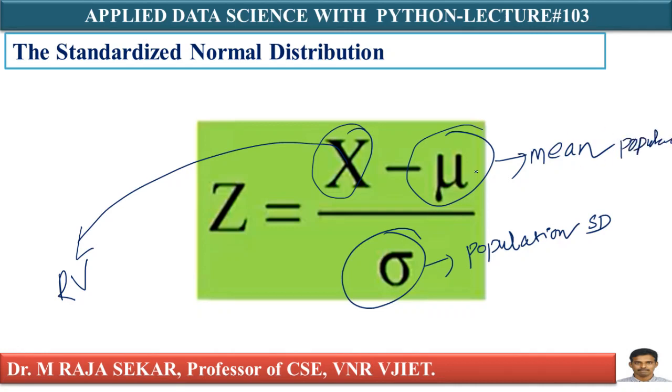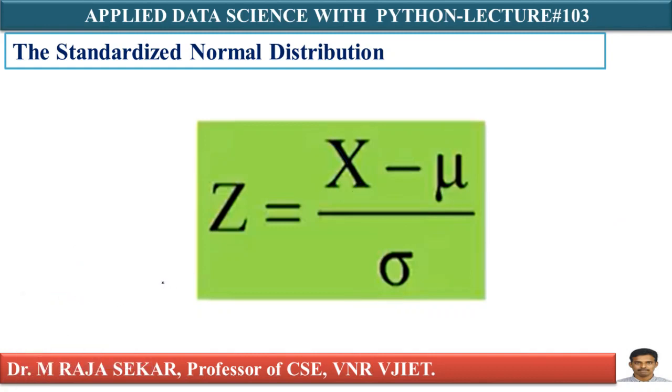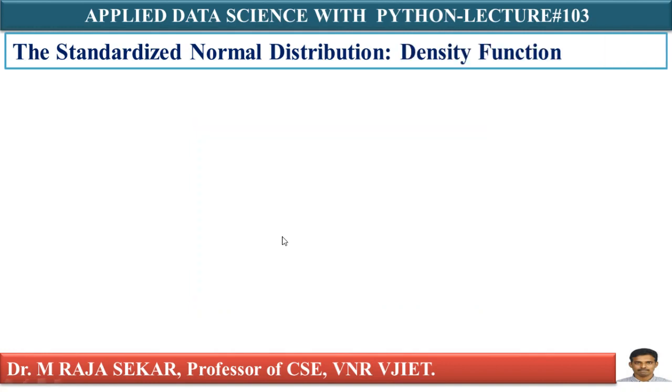Now I can convert this X into Z. I can transform X into Z, isn't it? So the conversion from normal distribution to standardized normal distribution, this X is normal distribution, Z is standardized normal distribution, is done with the help of the transformation Z equal to X minus mu by sigma, where X is random variable, mu is the mean of the population, sigma is standard deviation of the population, isn't it? It's simple and straightforward.